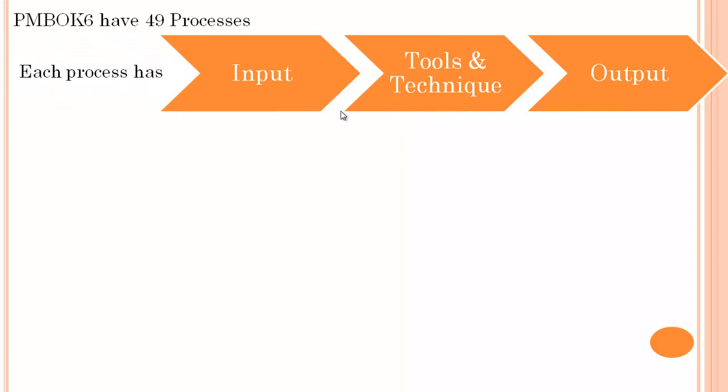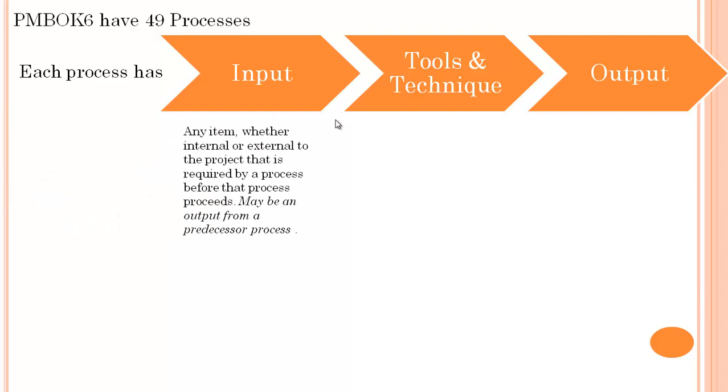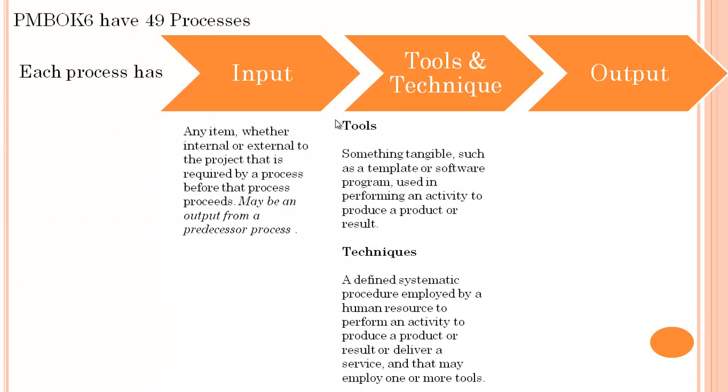Each process has inputs, tools and techniques, and outputs. What is input? Any item, whether internal or external to the project, that is required by a process before that process proceeds. It may be an output from a predecessor process. Now we'll see tools and techniques.